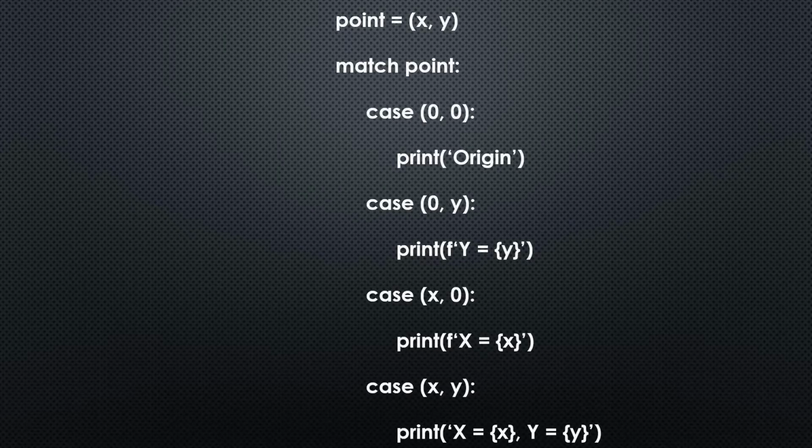Our third case is the opposite. So in this case, y is equal to 0 and x could be any value. In this case, we would print x equals whatever the value of x may be. Our final case is our general statement, where both x and y are unknown values, and therefore we print x equals whatever the value of x is, and y equals whatever the value of y is.